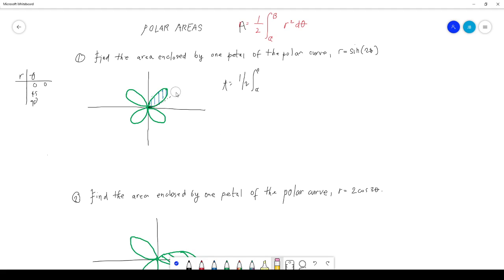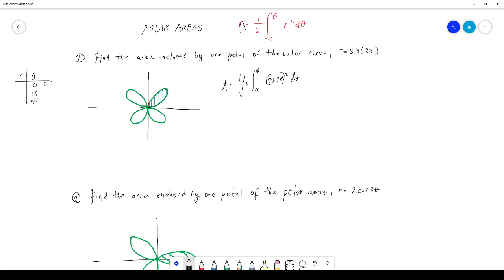Sorry, let's erase this one. This is not the correct one because it started here. So it started here, so 0, right? And then it ended here, somewhere there. So from alpha to beta, and then r squared, which is sine 2 theta squared d theta.